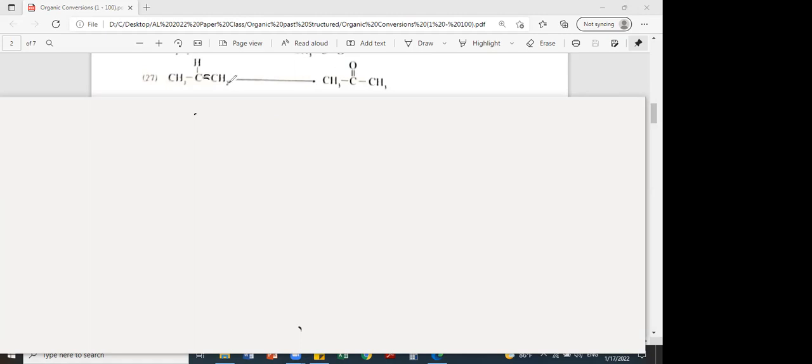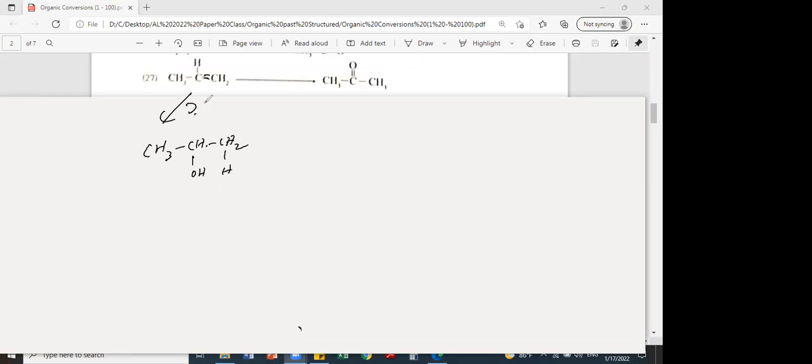Because this is CH2, there's a double bond. And how do we start? You can do this in two steps. You can do here CH3, CH, CH2. You can make it CHOH. You can add hydrogen to the terminal and OH to the middle carbon, HOH.